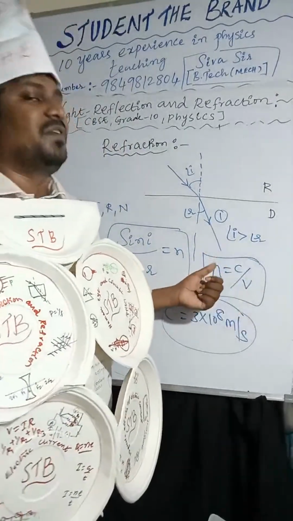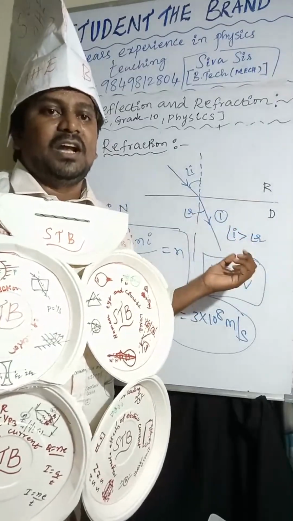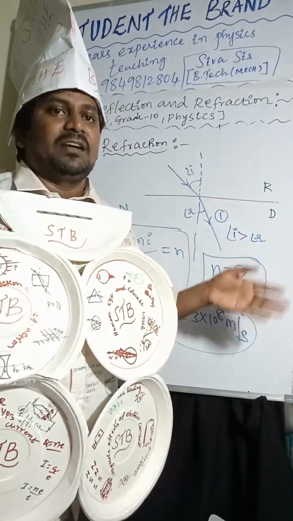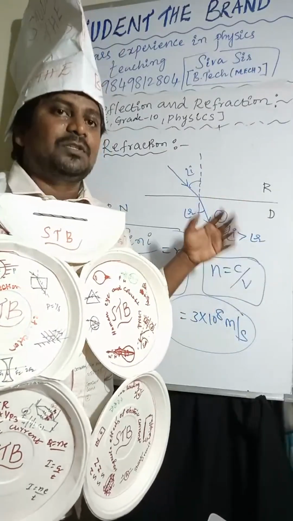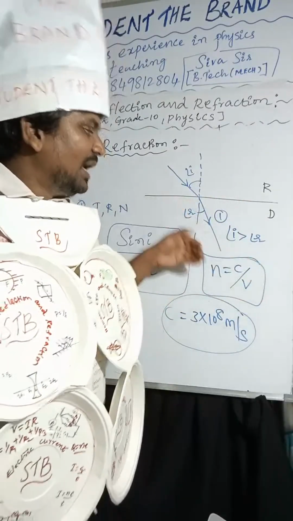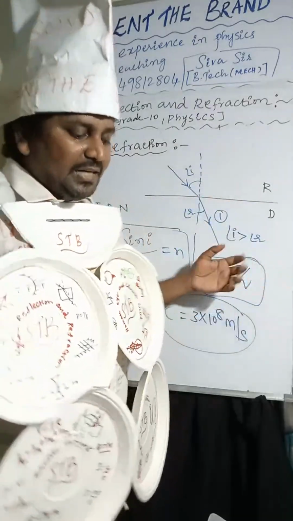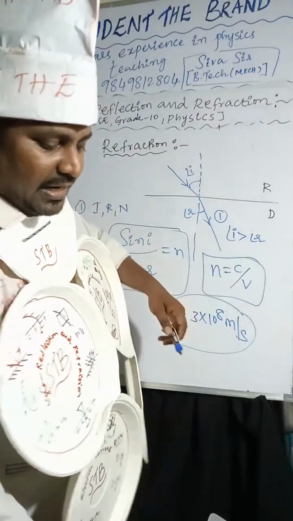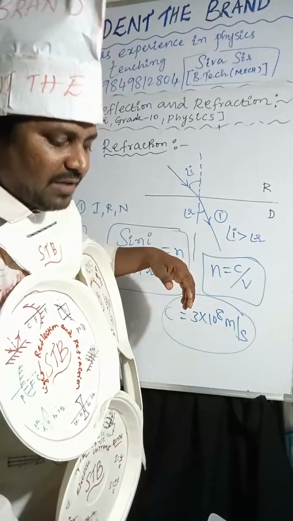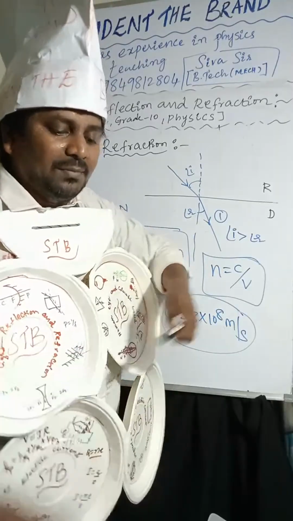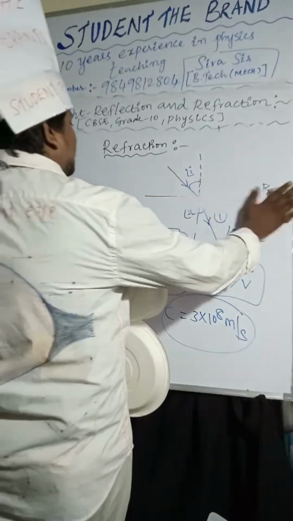That is nothing but the refractive index, or rather the absolute refractive index, N equals C by V. Whereas relative refractive index is the speed of light in medium 1 by the speed of light in medium 2.